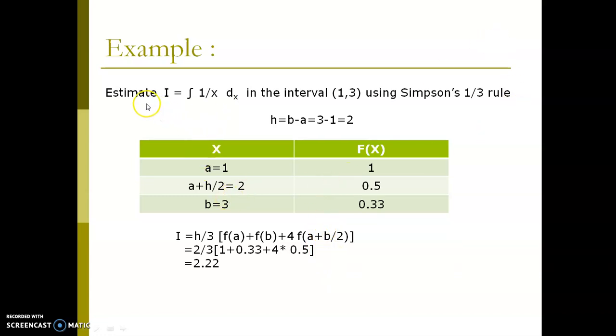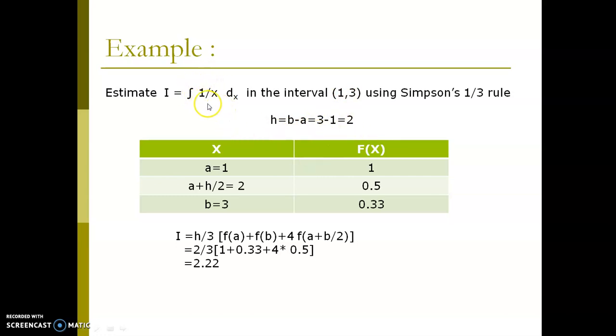Now, this is the second example. If we are trying to estimate the integration of, say, 1 by x dx in the interval 1 to 3 using Simpson's 1/3 rule, how would we be doing this? h is calculated as b minus a, which is 3 minus 1, which is 2.